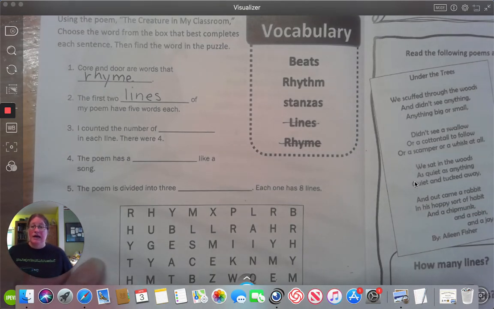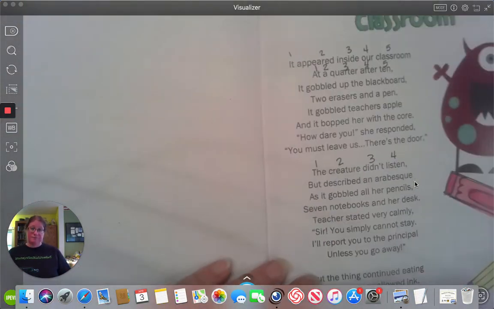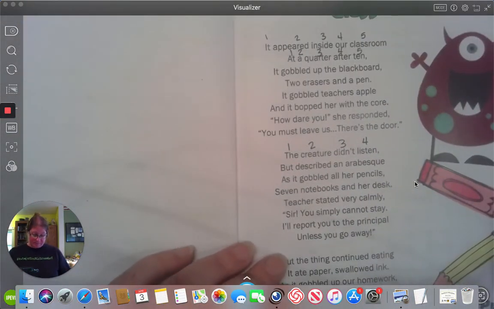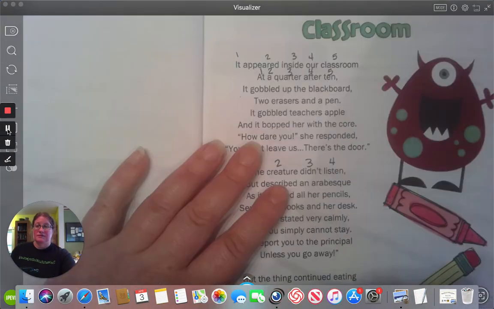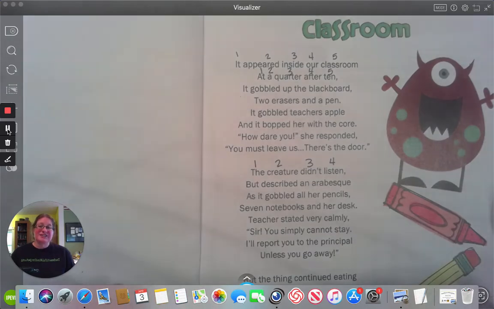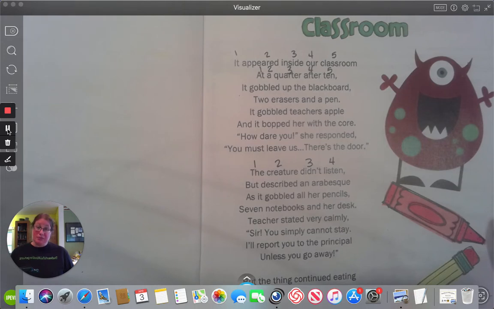Number 3, I counted the number of blank in each line. There were 4. Alright, so I'm going to help you out with this one. This one's a little trickier, and I had to pause the video and come up with a way of helping you understand this one. So the answer for this one is going to be beats.